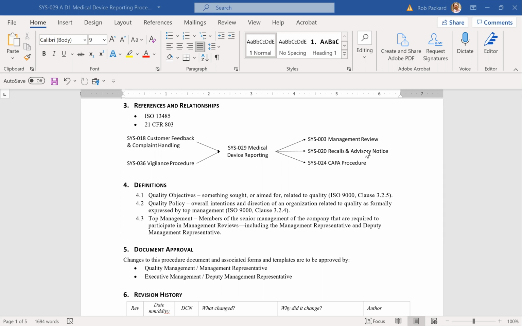You might have to recall or advise customers of this risk, and you might be discussing this at the management review, because anytime you have any reportable events, you would have to discuss that at your management reviews. So that's the inputs of the complaint handling process and other reporting for other countries, and the outputs are management review, recalls, and CAPA, as well as your records.